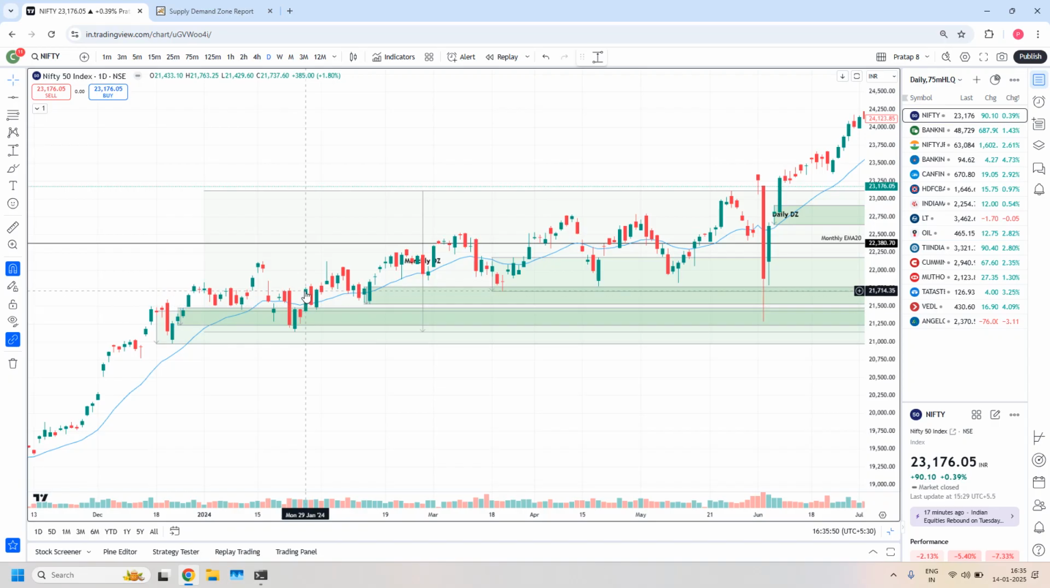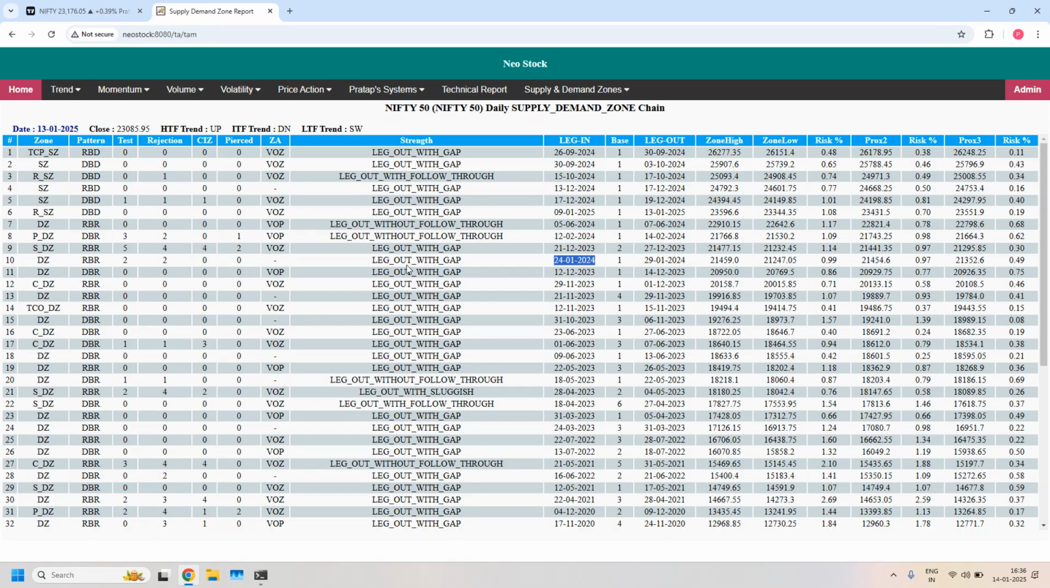Rally base rally. At present, it is looking like a normal zone, but it is a very powerful zone because it is created again within the pierced zone area. This entire zone is within the pierced zone. But is this zone again a pierced one? No, it is not a pierced zone.